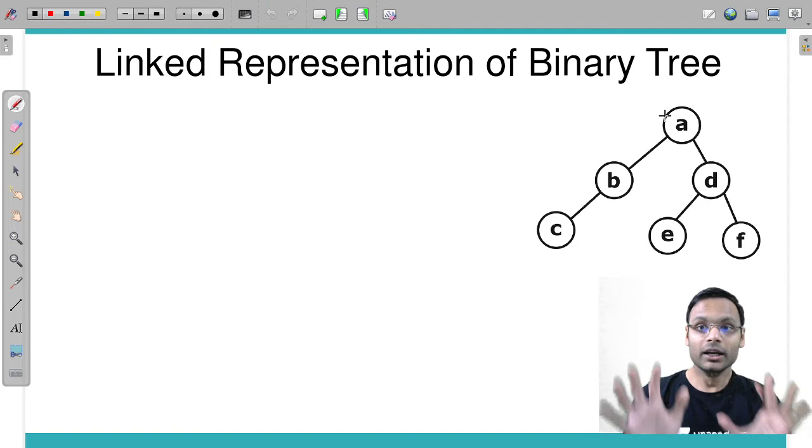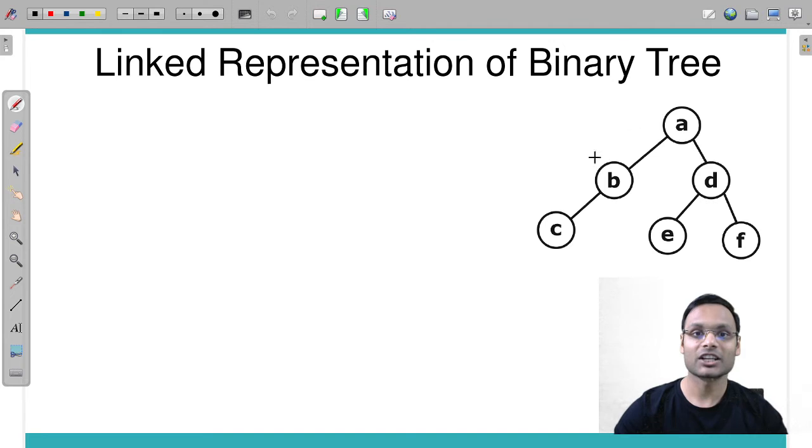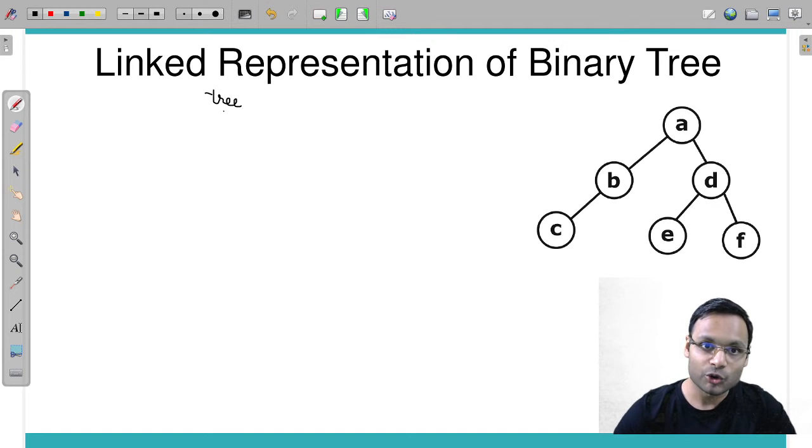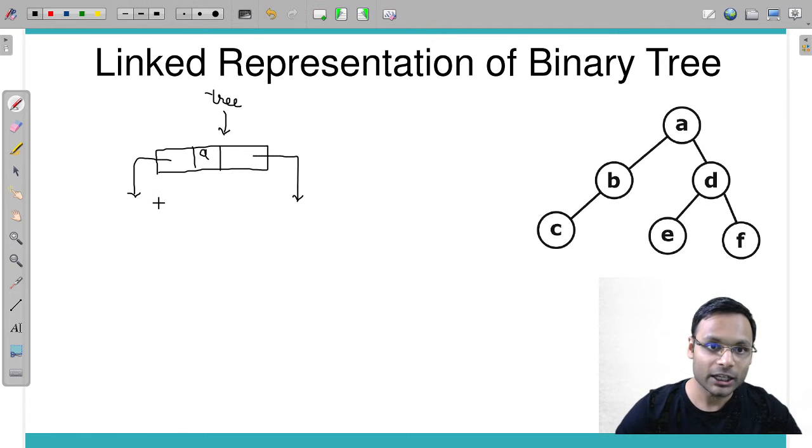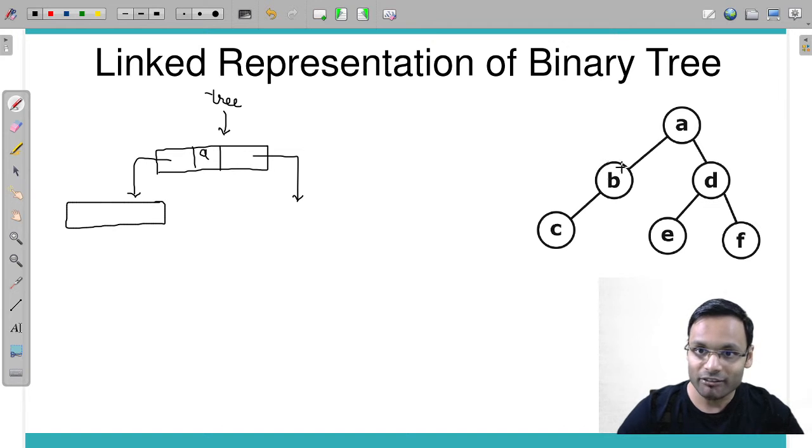Now, if this particular tree is given, how do you represent it in the linked representation? First of all, you will have a tree pointer, which points to the root node. On the root node we have key value A. From A we have two pointers, left and right. The left pointer points to a node which keeps the data value B, and the data value at the right child of A is D.